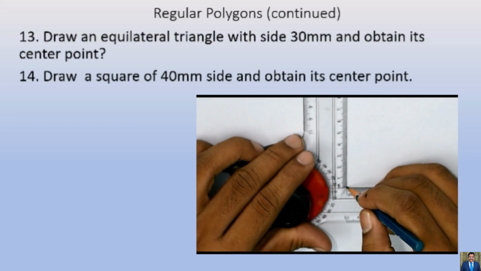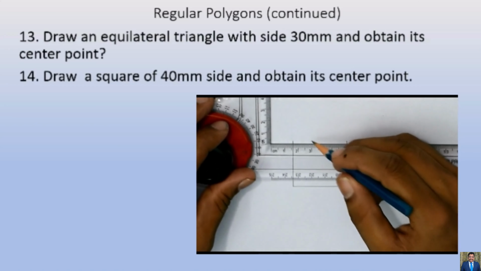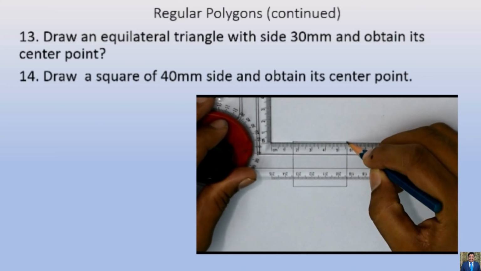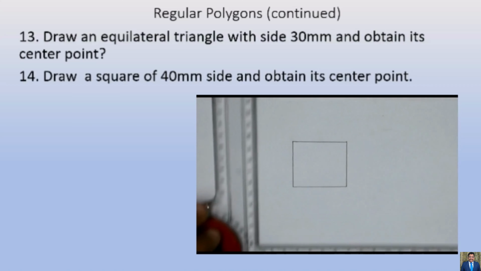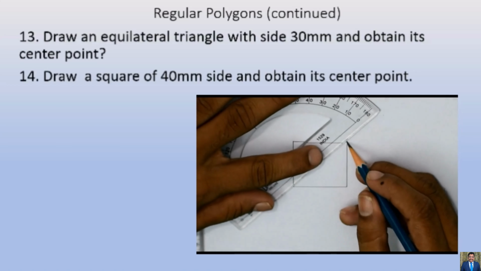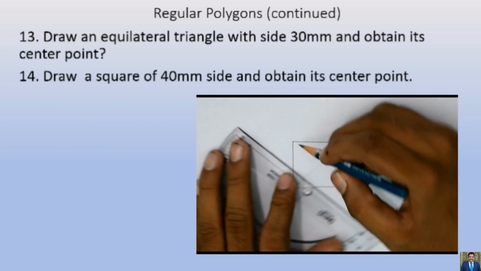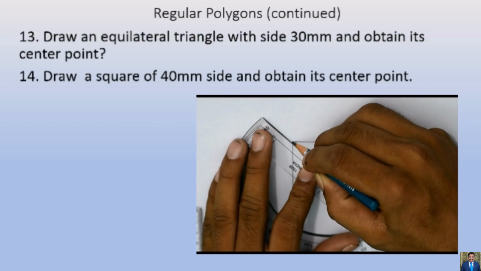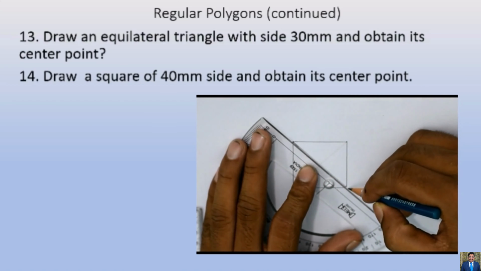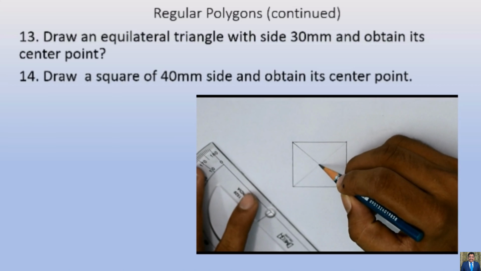Square is a simple case. As we have drawn the rectangle earlier, we can complete the square very easily. But make sure all the sides are equal. And to obtain the center point, draw the diagonals, which is the easiest method to obtain the center point. Obtaining of center point is very, very important.